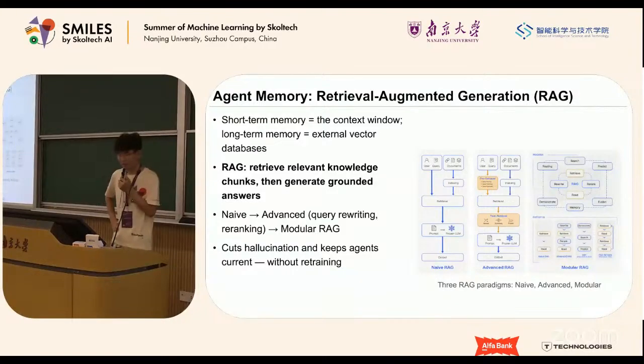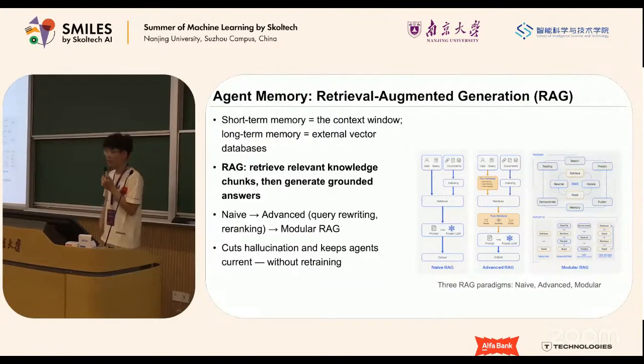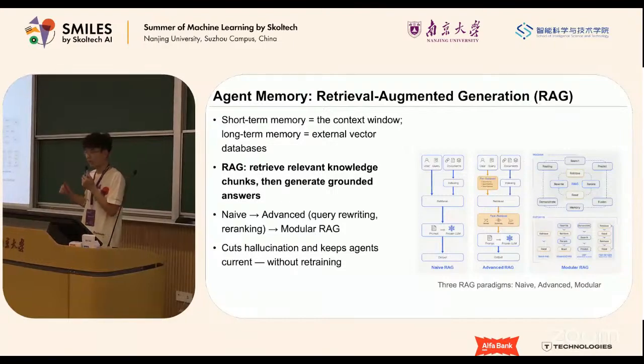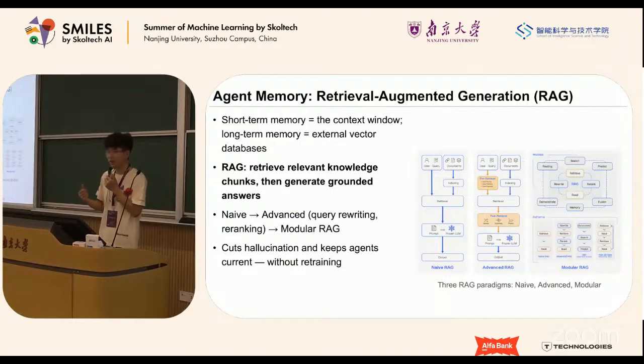To manage long-term memory and prevent hallucination, agents rely on RAG. RAG uses external vector databases as a form of long-term memory, retrieving relevant document chunks based on the user query before generating an answer. This paradigm has evolved from naive RAG to advanced RAG, with query rewriting and reranking. Finally, many developers use modular RAG, which integrates multiple search and routing patterns to keep agents accurate and up to date without requiring constant retraining.